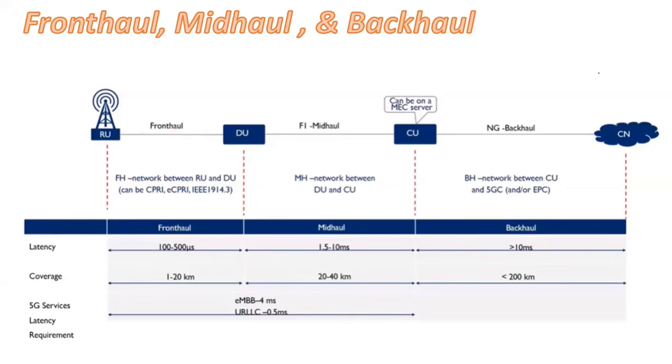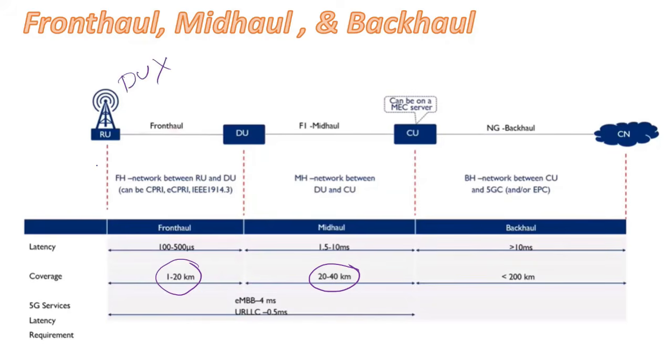So you can see that the RU and DU, right? They can be 20 to 40 kilometers apart, right? But the DU and CU can be 1 to 20 kilometers apart. So it's possible that the distributed unit is located in one building and your remote unit can be located in another building. So it's not necessary that the RU and DU should be on the same premises.